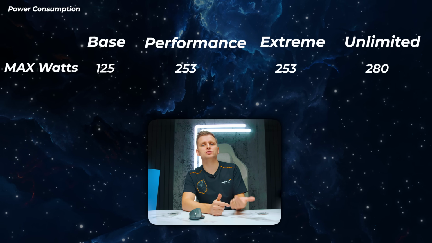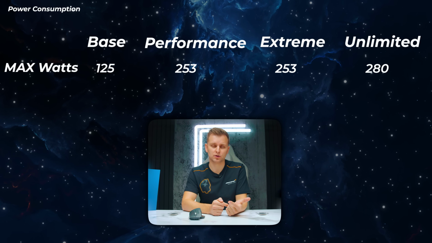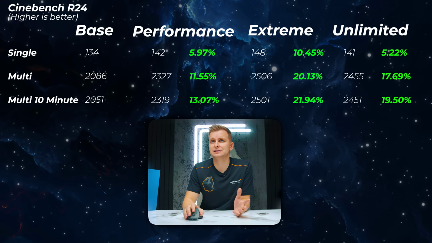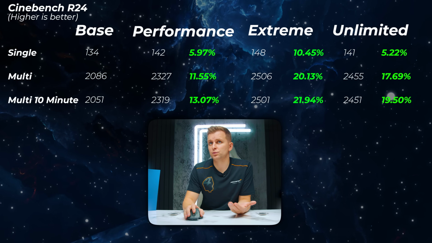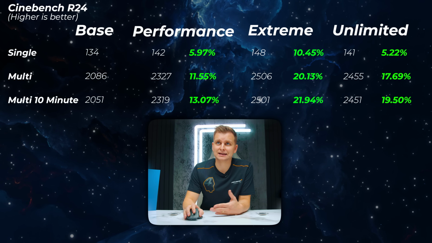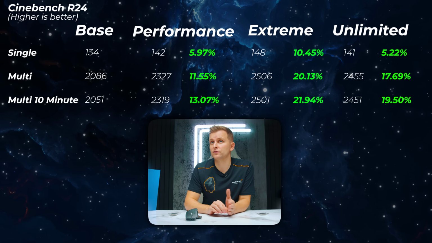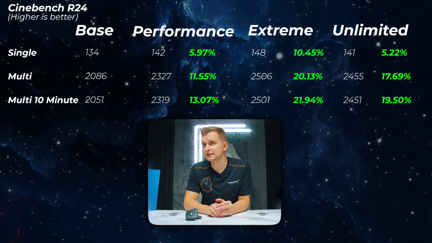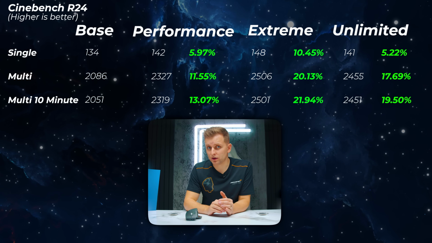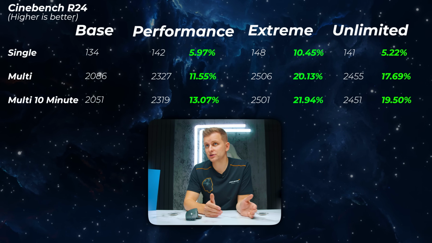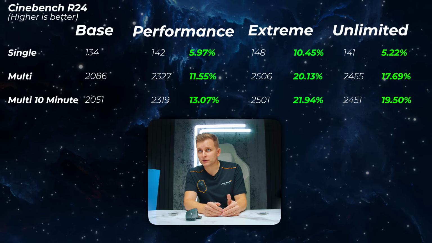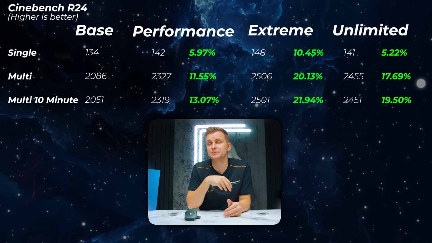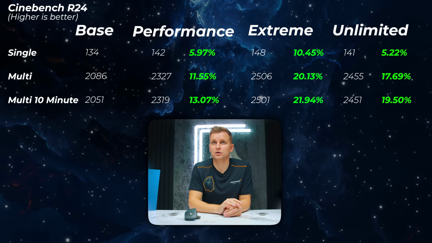But what about the actual results in single-core and multi-core workloads? First, Cinebench R24, and we can see that the single core on the base profile is 134. Interestingly, in performance mode, it is 142. In extreme, I get 148, and unlimited, when no limits are attached, is actually a little bit slower compared to the extreme. The extreme seems about 10% faster in the single-core score.